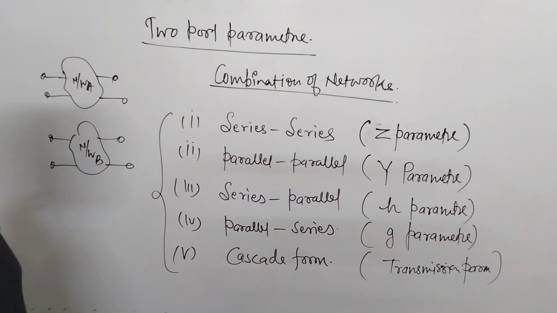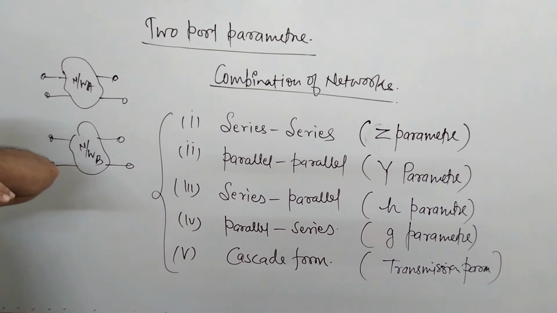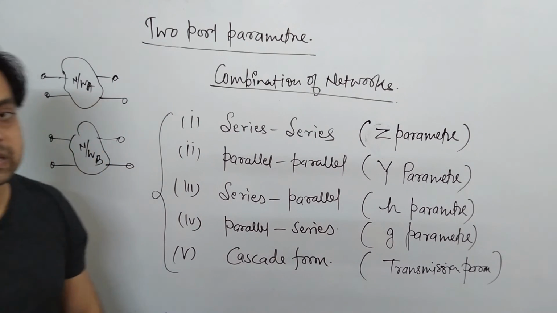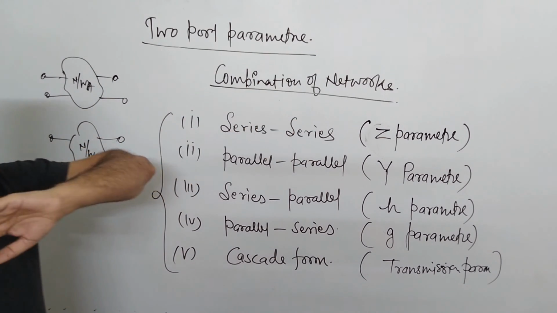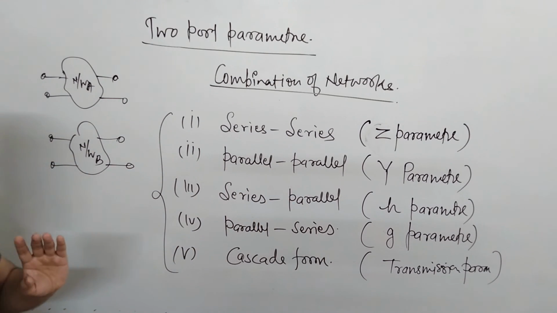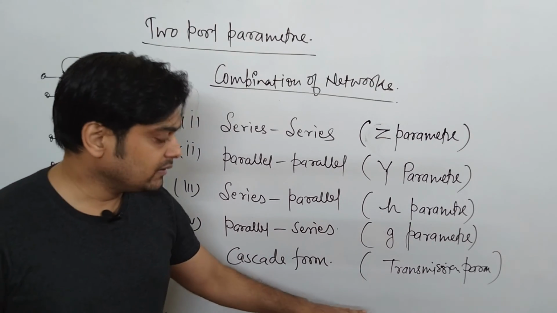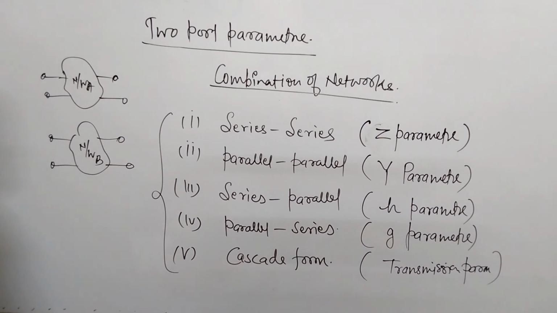So we will see the different condition of current and voltage. If it is series, then what will be the condition? If it is parallel, then what will be the condition? Series parallel, parallel series, or cascade form. But if it is in series, we always go for Z parameter. Parallel, we go for Y parameters. Series parallel, we go for H parameters, and for parallel series, we go for G parameters. Finally, for cascade, if the networks are connected in cascade form, we go for the transmission parameters.